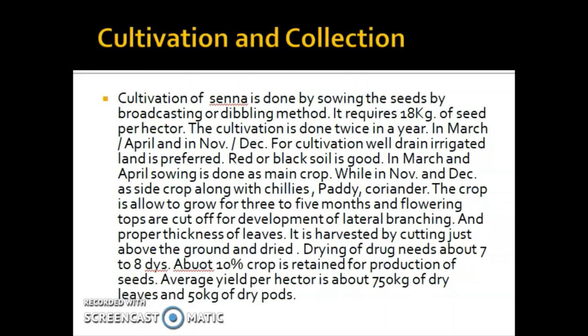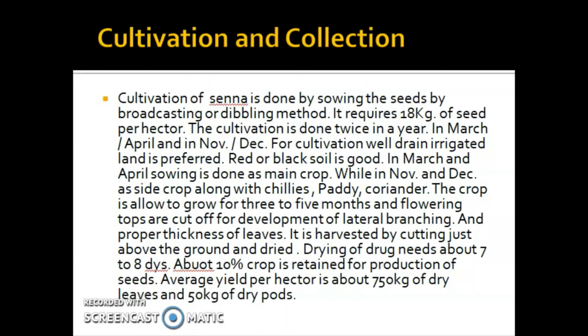Cultivation and collection of senna. The cultivation of senna is done by sowing the seeds by broadcasting or dibbling method. It requires 18 kg of seeds per hectare. The cultivation is done twice in a year, in March-April and in November-December. For cultivation, well-drained irrigated land is preferred. Red or black soil is good. In March and April, sowing is done as main crop, while in November and December as side crop along with chilies, paddy and coriander.